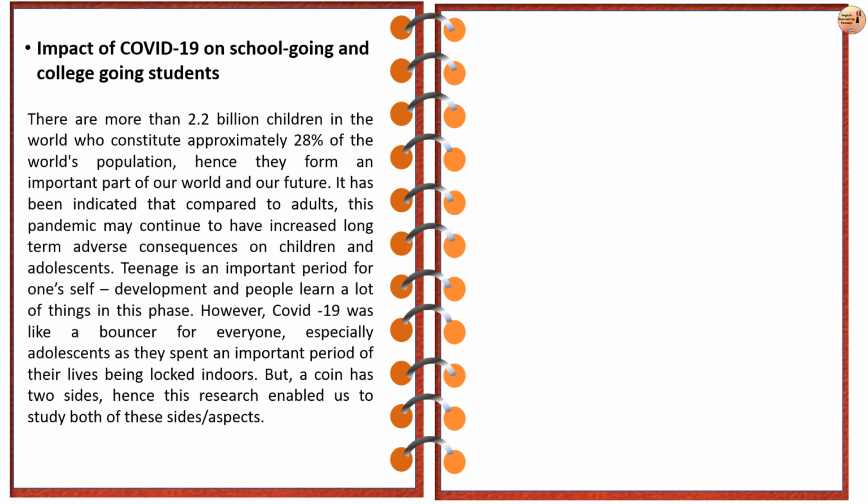It has been indicated that compared to adults, this pandemic may continue to have increased long-term adverse consequences on children and adolescents. Teenage is an important period for one's self development and people learn a lot of things in this phase. However, COVID-19 was like a bouncer for everyone, especially adolescents, as they spent an important period of their lives locked indoors. But a coin has two sides, hence this research enabled us to study both of these sides.